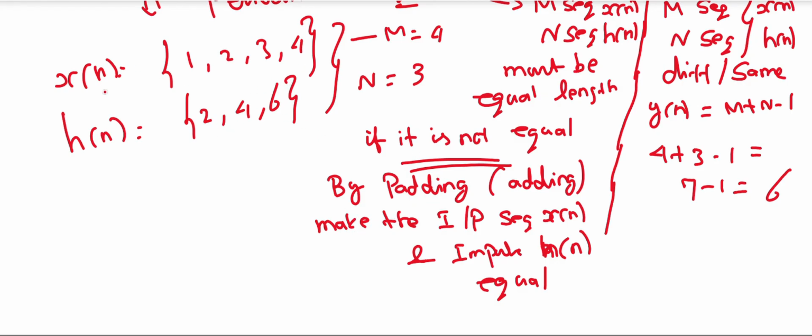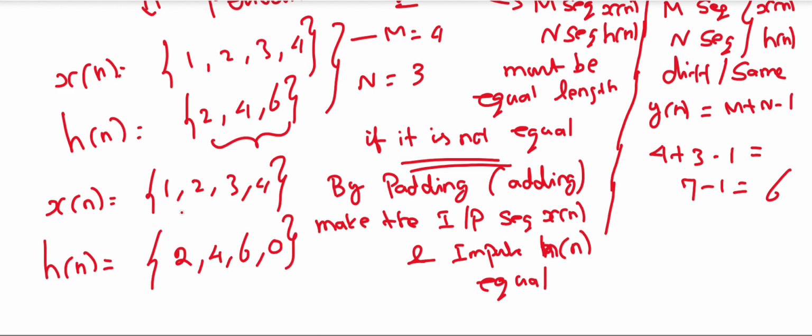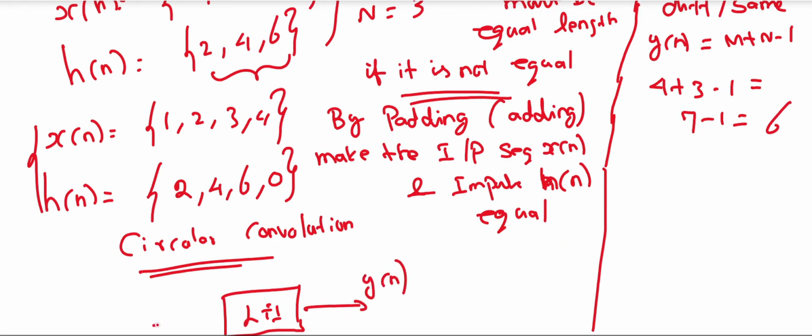So for circular convolution, the first sequence length is 4 and the second sequence 2, 4, 6 has only 3. So you have to pad zeros to make them equal in length. Here one sequence has 4 and the other 3, so both must be equal. The remaining you have to pad with zero to make it equal length. Now x of n and h of n both have length 4. Now you can perform this circular convolution using the concentric circle method.